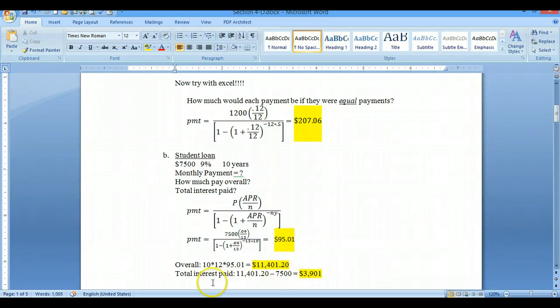Now let's figure out the total interest paid. If we paid $11,400 over the entire span of the loan, but the loan was only $7,500 to begin with, then the money beyond that was money in interest. So I'm going to take the total that I paid in the whole loan, subtract how much it was to begin with, and I'm left with what money came out being paid in interest the whole time, which was $3,900.